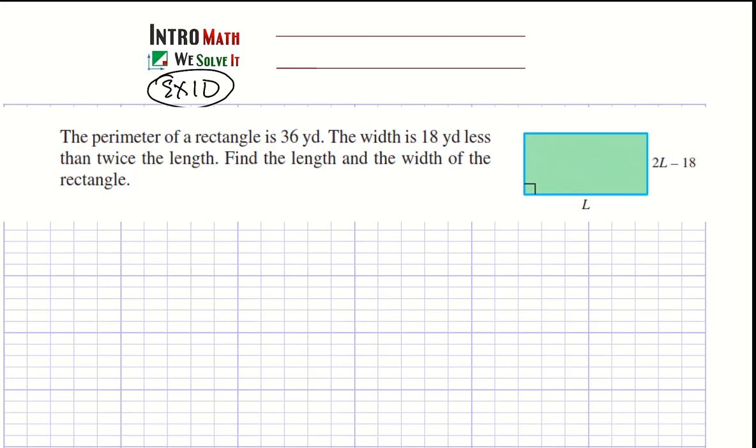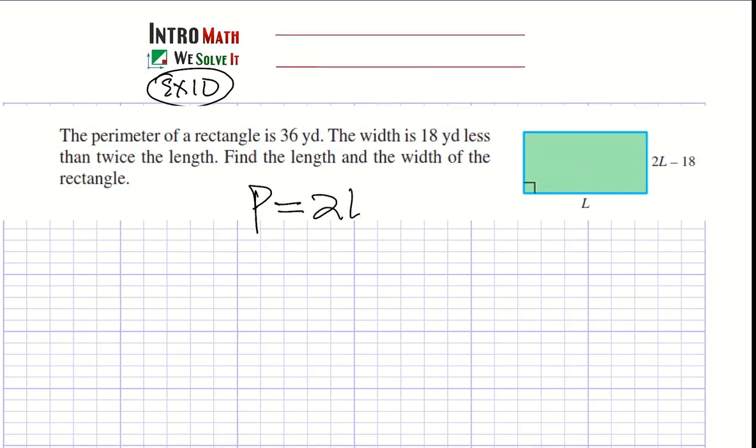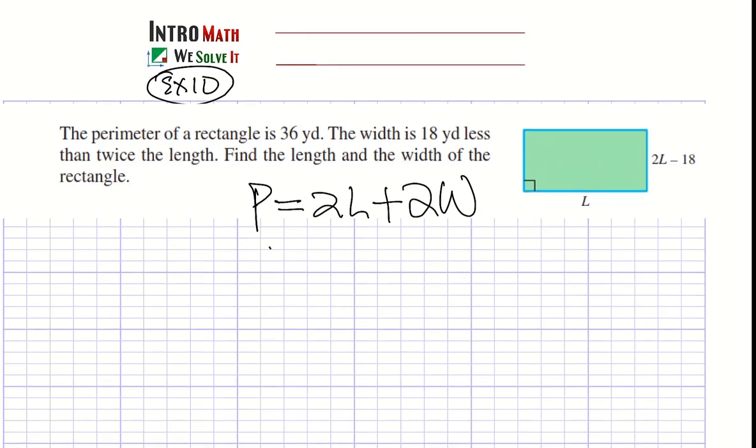You see the same thing. Perimeter is equal to 2 times length plus 2 times width, okay? Then it said the width is 18 yards less than twice the length. So this is twice the length, and then it says 18 yards less than. 18 yards less than. That's like that.